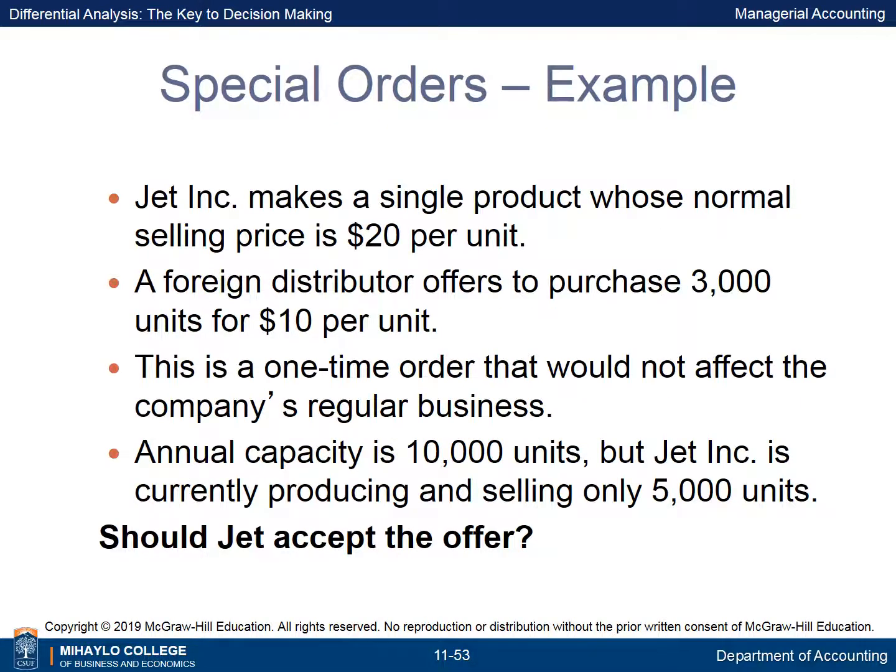Jet Incorporated makes a single product whose normal selling price is $20 per unit. A foreign distributor offers to purchase 3,000 units for $10 per unit. This is a one-time order that would not affect the company's regular business. Annual capacity is 10,000 units, but Jet Incorporated is currently producing and selling only 5,000 units. Should Jet accept the offer?